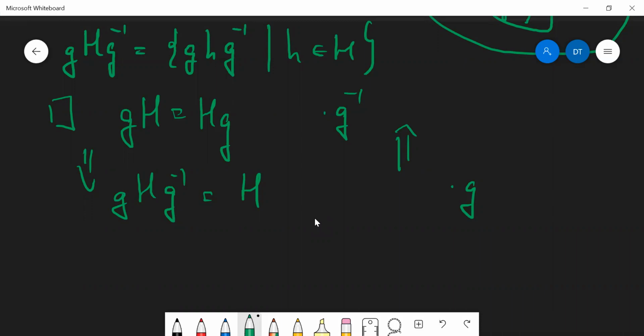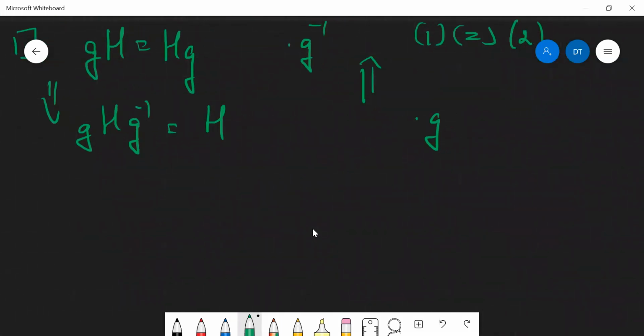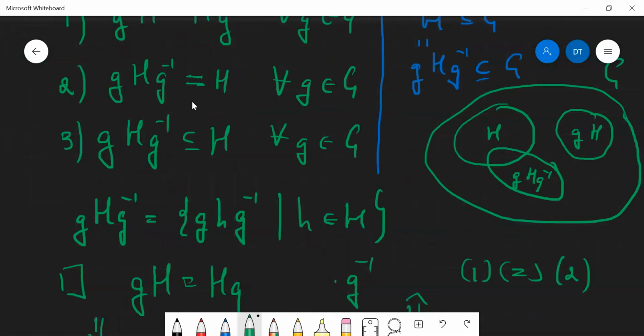So what was shown here is that 1 is equivalent to 2. Okay, it's clear. Now I think it should be clear that 2 implies 3. Let me recall that 2 means you have equality for all possible g, and 3 means you have inclusion for all possible g. But equality is just a partial case of inclusion. If you have equality, you have inclusion.